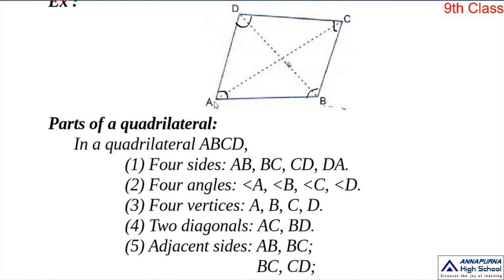See the figure, quadrilateral ABCD. AB and DC are opposite sides. The sides AB and DC do not have a common vertex, so AB and DC are opposite sides. This is one pair. Next, BC and AD do not have any common vertex, so BC and AD are the second pair of opposite sides.